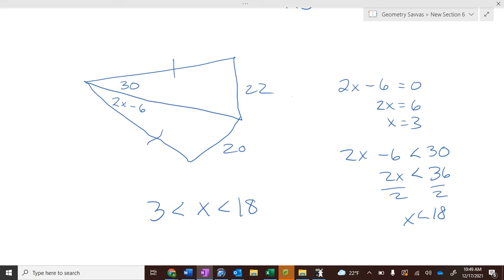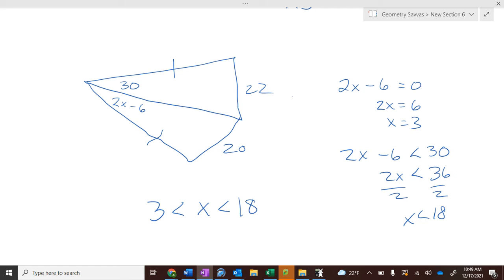X has to be bigger than 3 because if it's 3, it makes this angle 0. And you can't have a 0-degree angle. You set 2x plus 6 equal to 0. So if you set it equal to 0, because it can't be 0, and you solve, x equals 3. So the smallest it could be is just bigger than 3. So 3 has to be less than what x is.